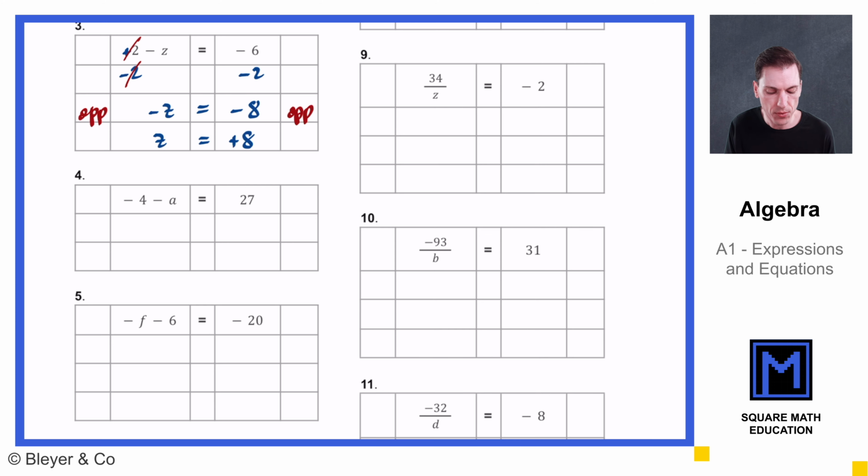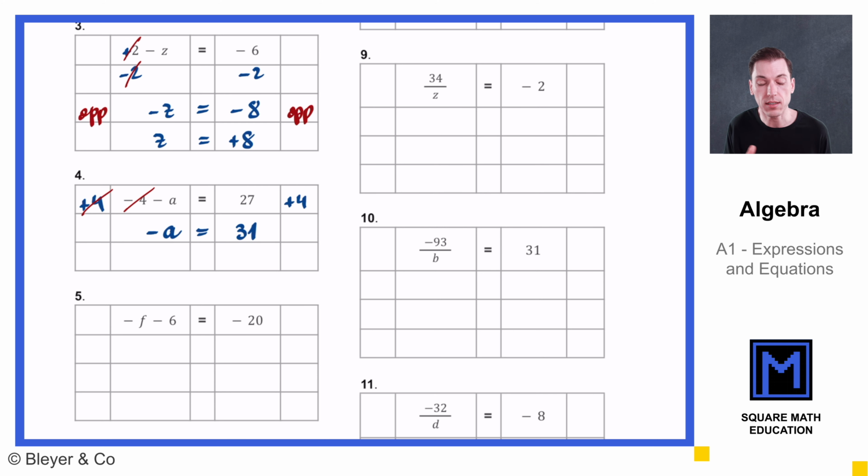Next, negative 4, one term, and then we have another term, negative a equals 27. Negative 4 is the same as subtracting 4. The opposite of subtracting 4 gonna be adding 4 in both sides of my equation. Minus 4 and plus 4 cancel out. We have negative a equals 31.